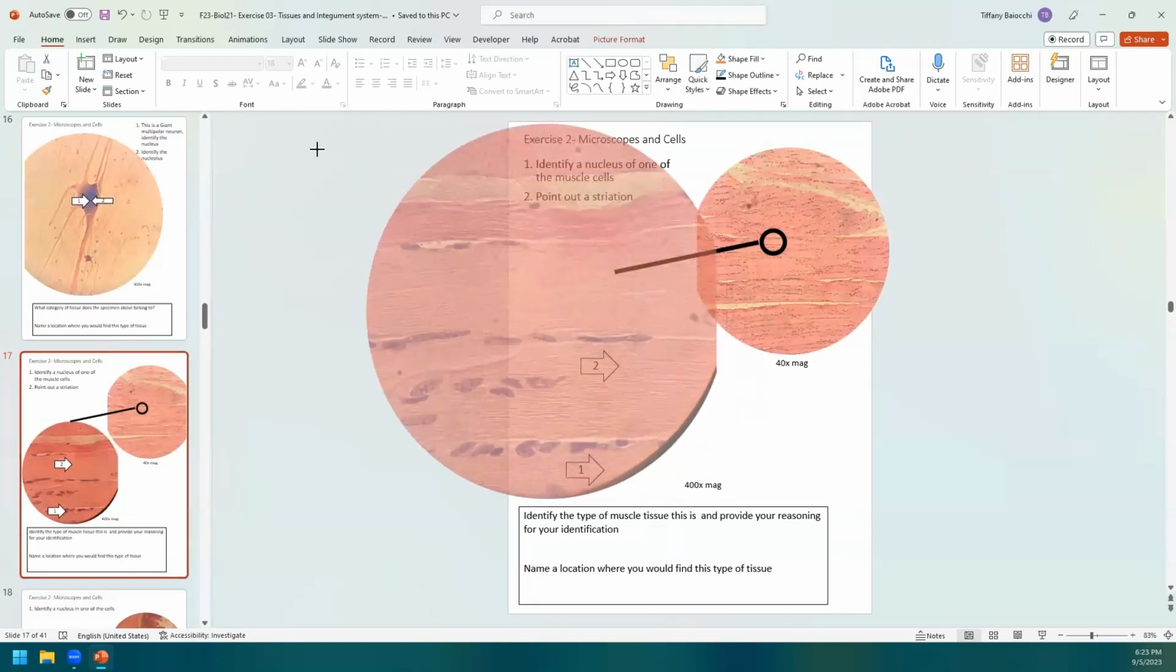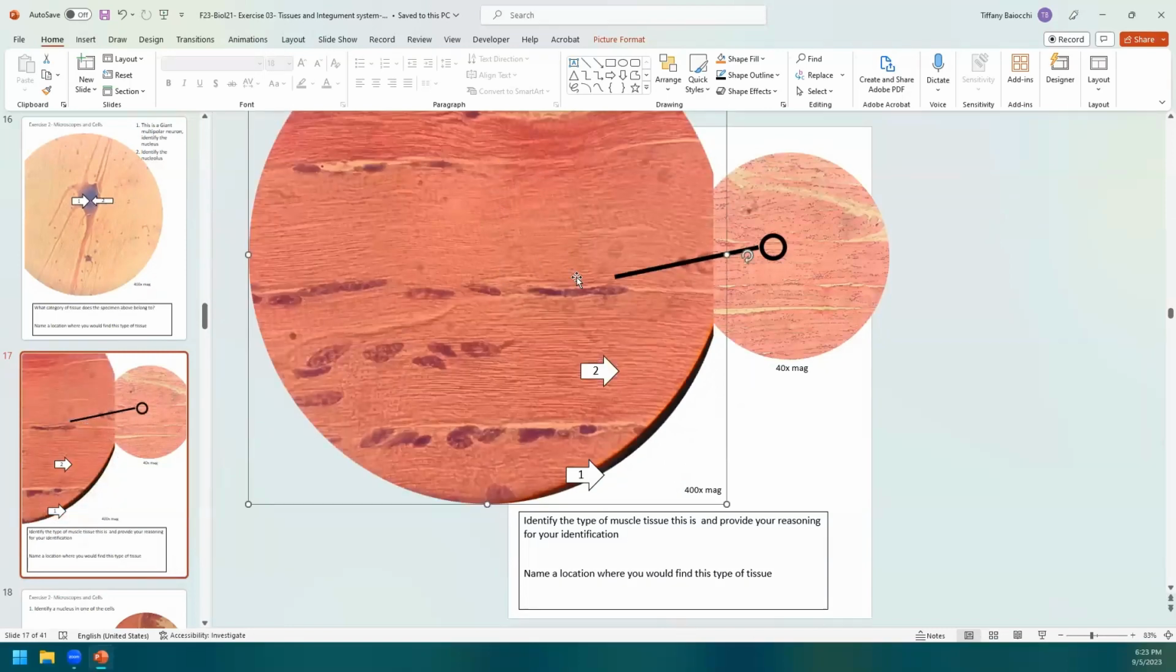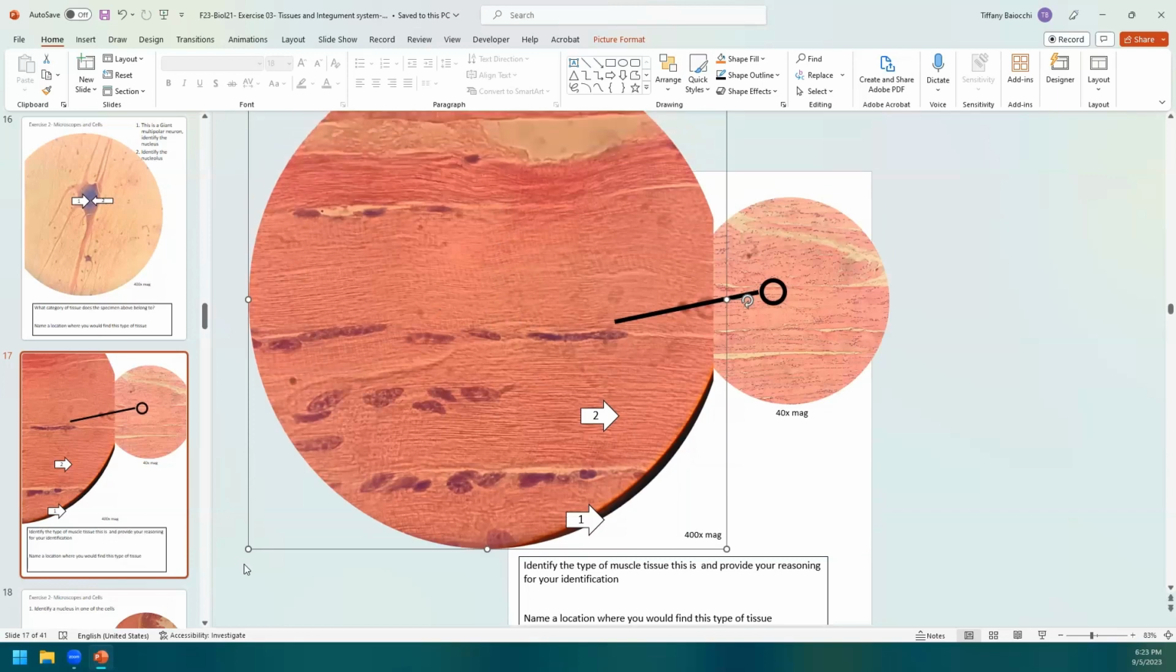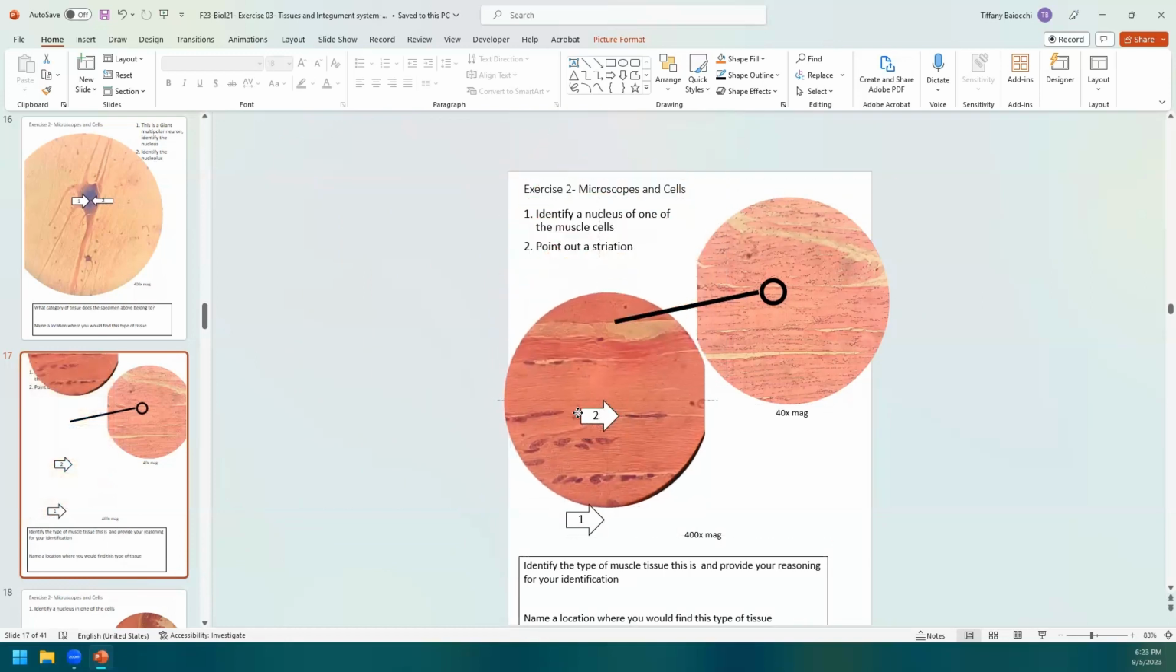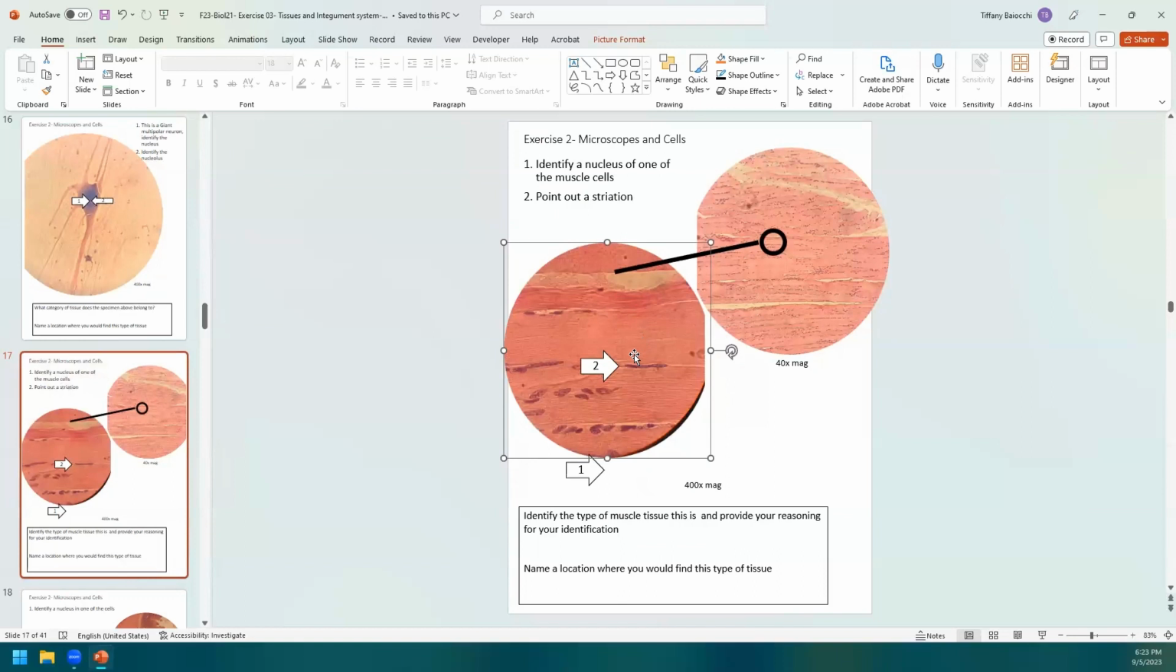Moving on into muscle cells, it may be a little hard to see it, but I'll try and blow this image up really quick. You could see the striations running across the cell here, cutting it from one side to the other, not lengthwise. I'm going to go ahead and shrink this image back down. So we do see striations in this particular image. So identifying one of the nuclei, we could do that, one of these dark dots, any of them will do, and then point out a striation, just point at any area where you see the striations, and that'll be sufficient.